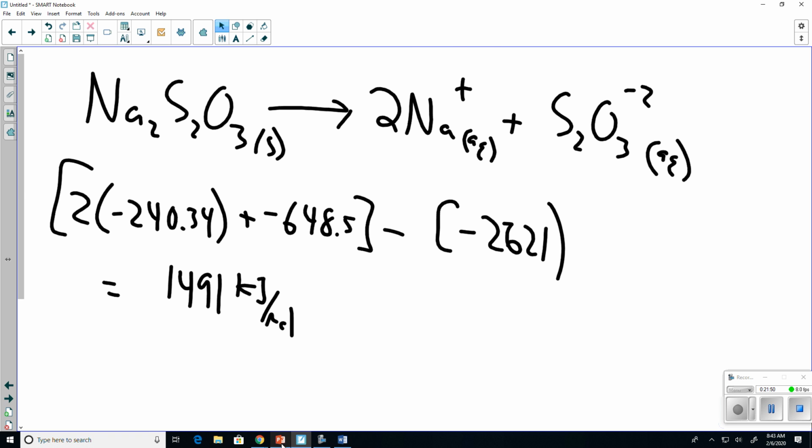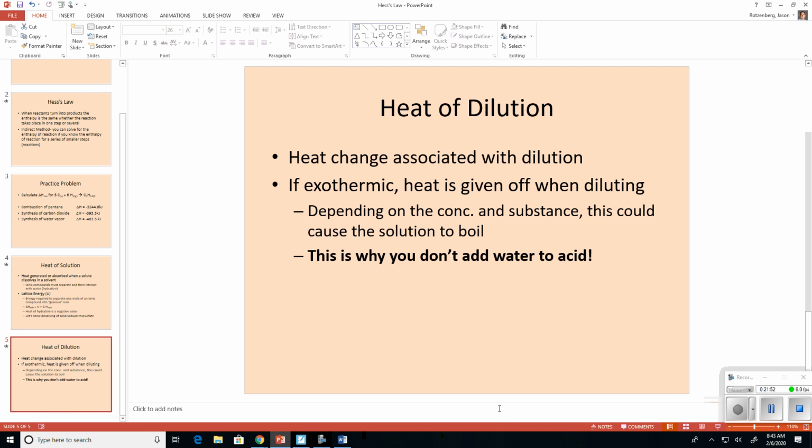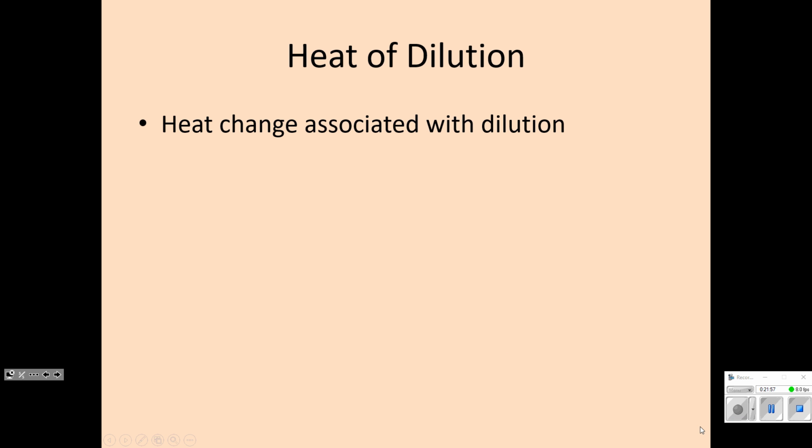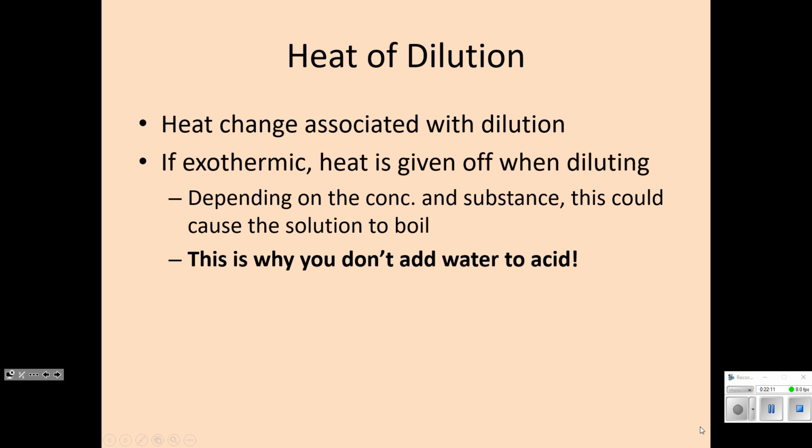All right, one last slide to bring up. To dilute means to water a solution down. And remember in unit 1 we did M1 V1 equals M2 V2 to show the math behind dilution. Diluting is sometimes going to be exothermic. It's going to give off heat.